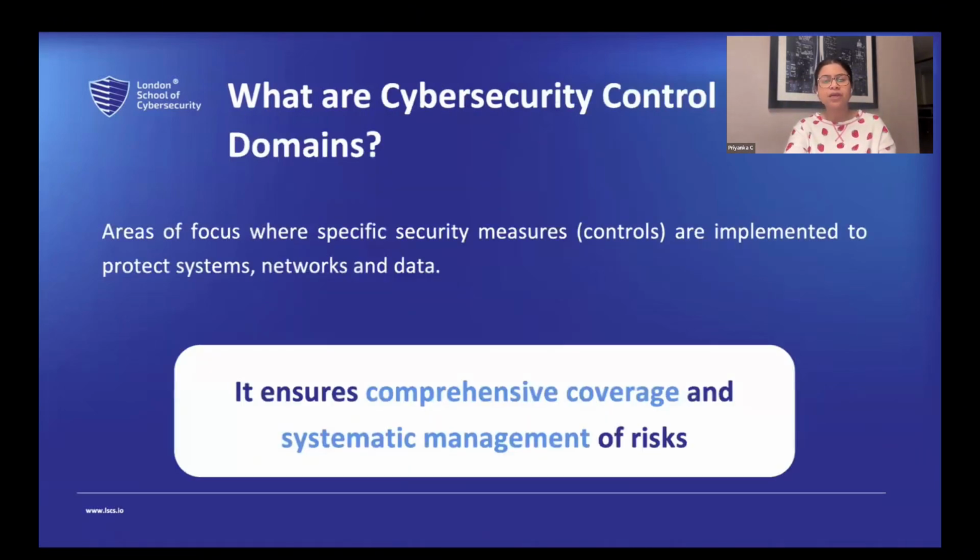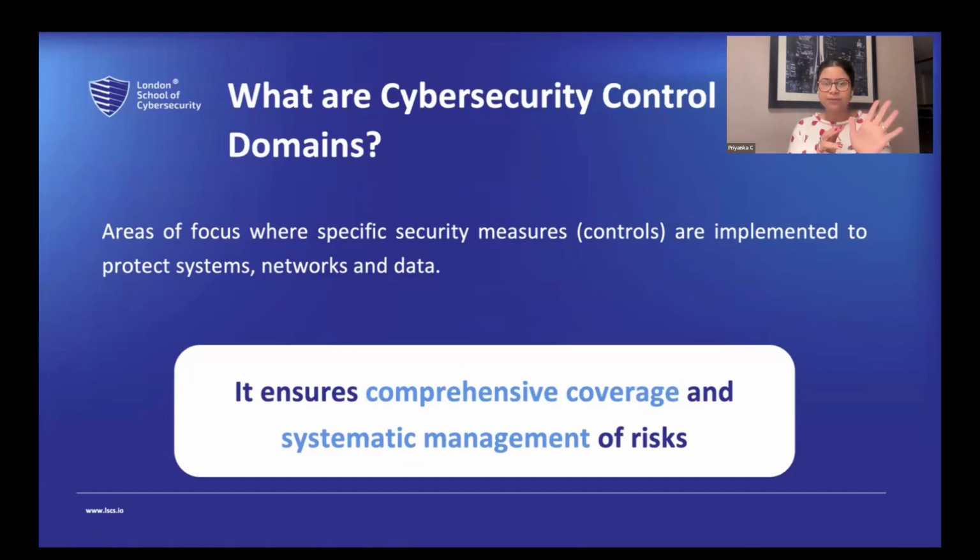Now let's look at the key question that we need to start with. What are really the cybersecurity control domains? What does it really mean when someone says we're going to talk about cybersecurity control domains? It is nothing but areas of focus where specific security measures or controls are implemented to protect our assets.